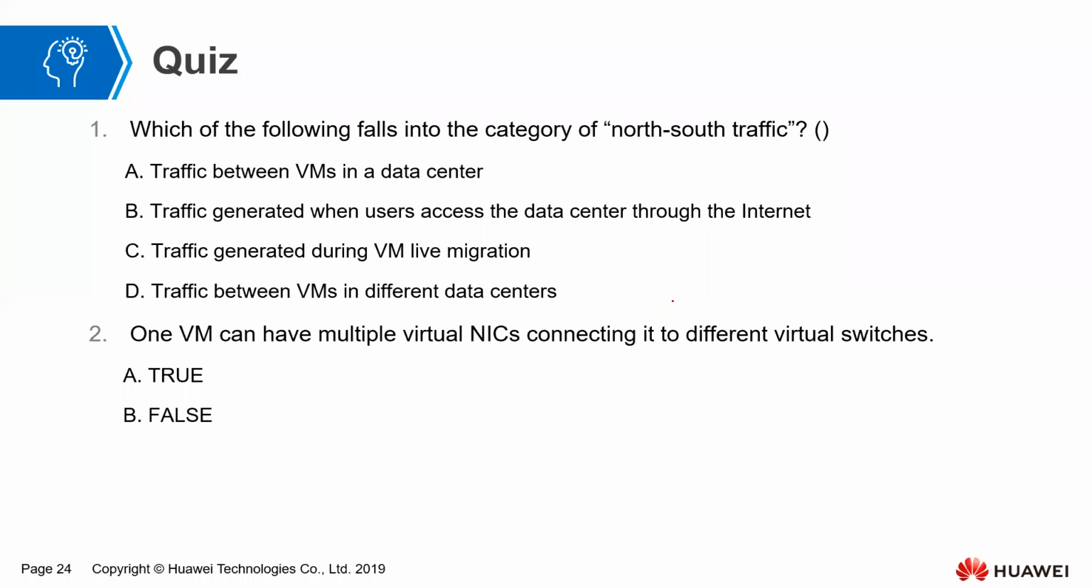So this brings us to the quiz. I want to ask, which of the following falls into the category of north-south traffic? Traffic generated when users access the data center through the internet. Please, when you're giving the answer, explain and tell us why.